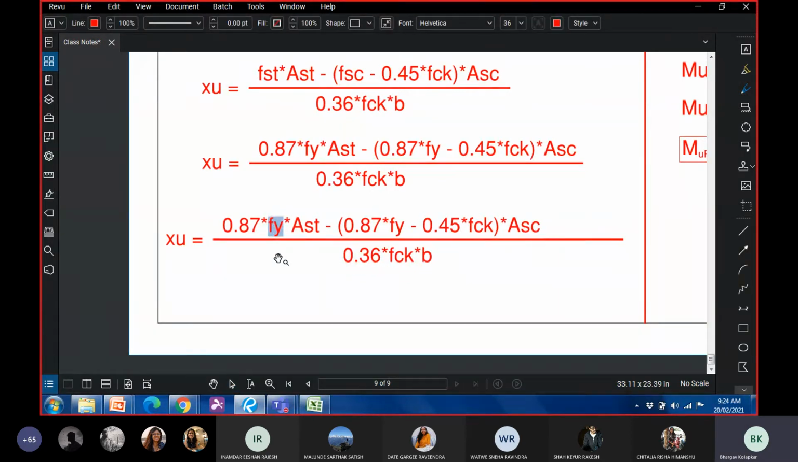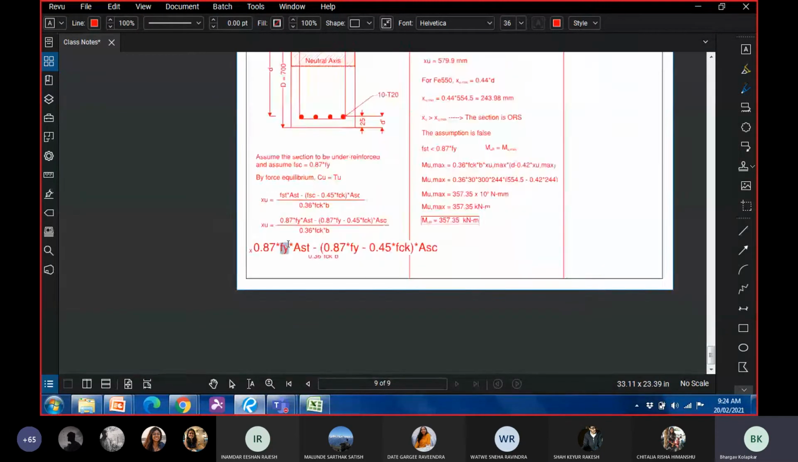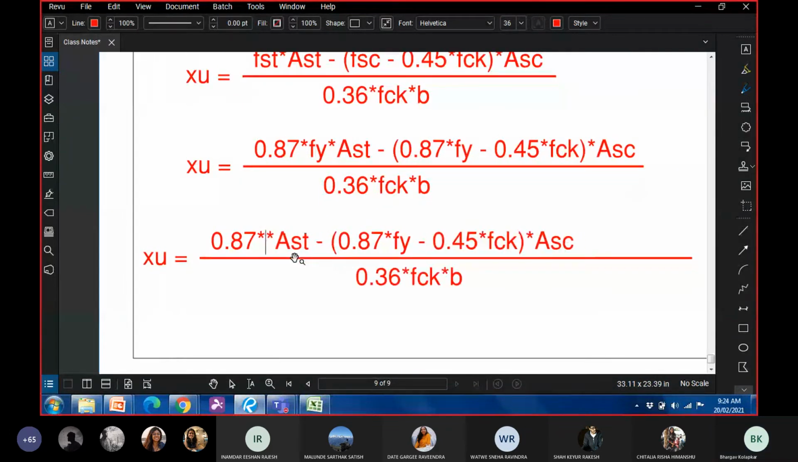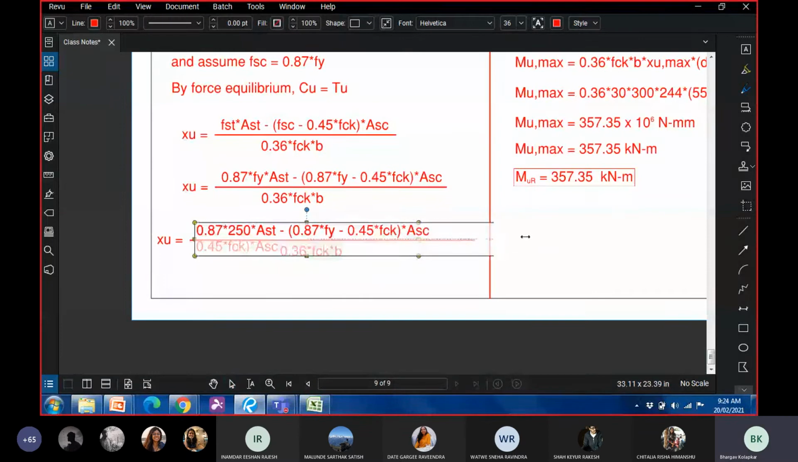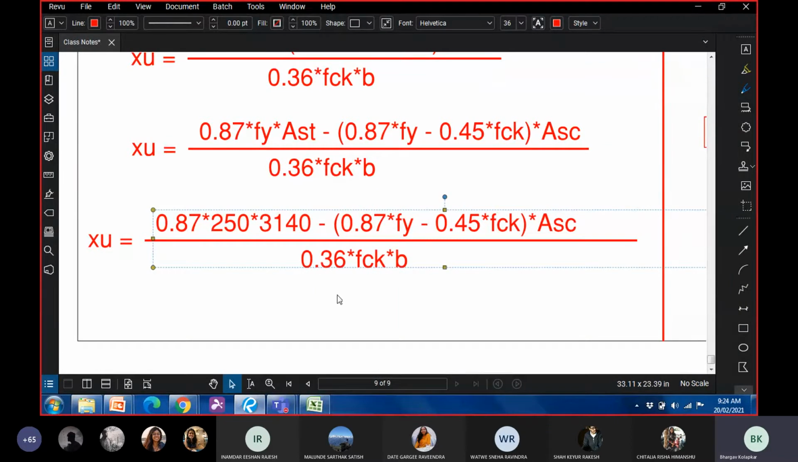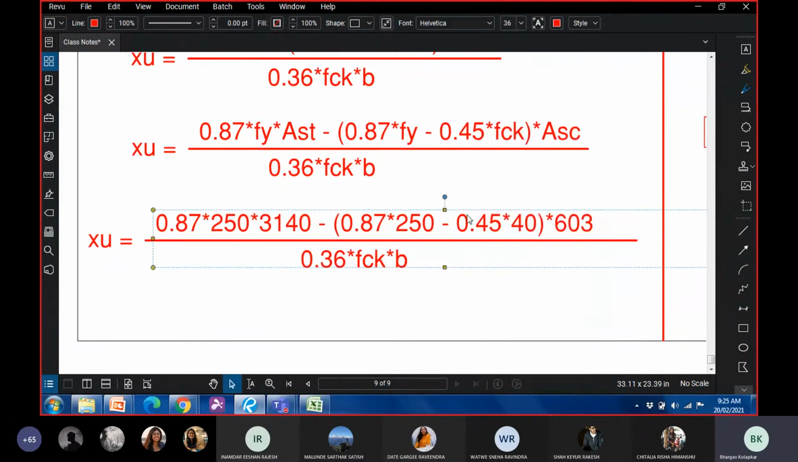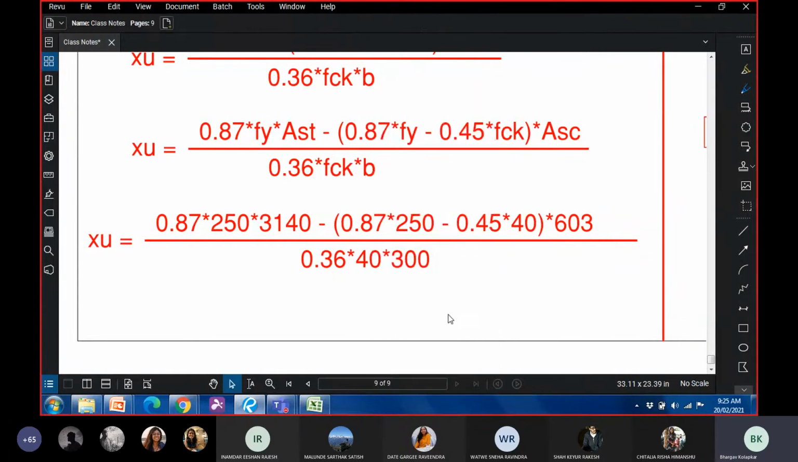0.87 times FY. What is the value of FY here? We have been given that FY is 250 megapascals. So 0.87 into 250. Then the value of AST is 3140, which is 10 bars of 20 mm diameter. FY again is 250. FCK is 40 megapascals. And ASC is 603 mm square. Then 0.36 FCK is 40. B is 300. Can someone please calculate this for us quickly?